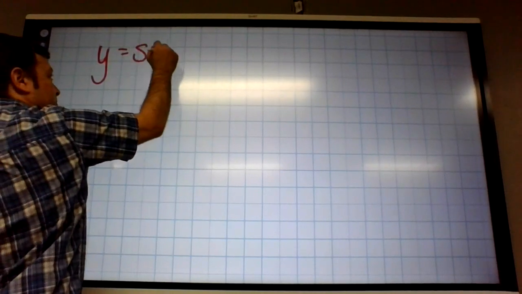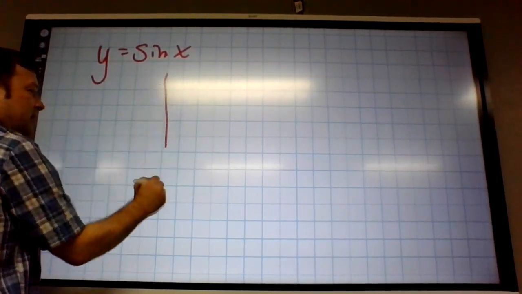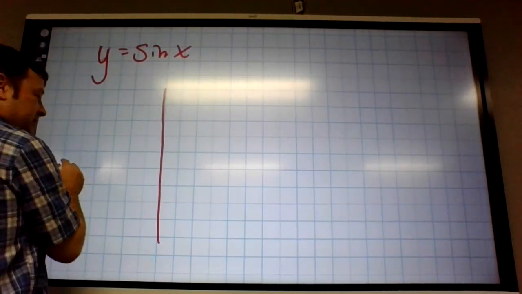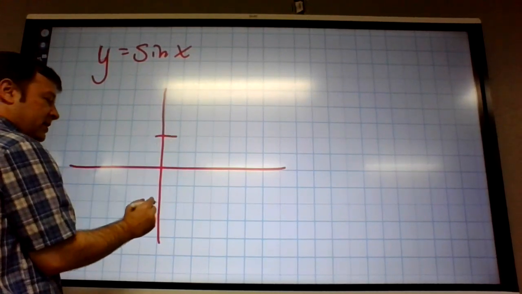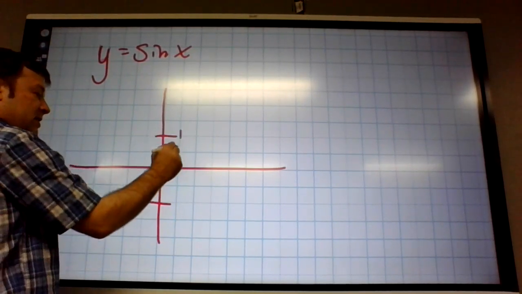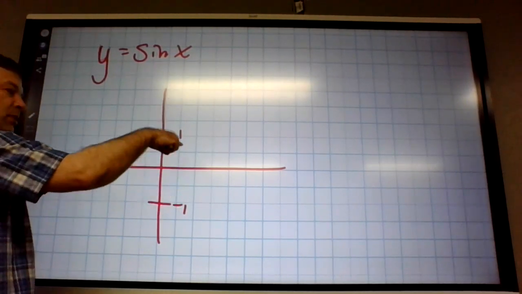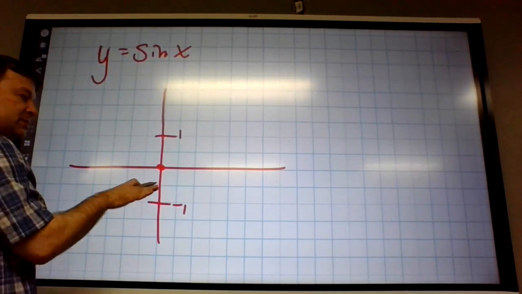Okay, let's review real quick what a basic y equals sine of x function looks like. It's a squiggly line. How high does it go? 1, and down to negative 1. So that means the amplitude is 1, because it's going up and down 1 from the middle. It starts at 0.